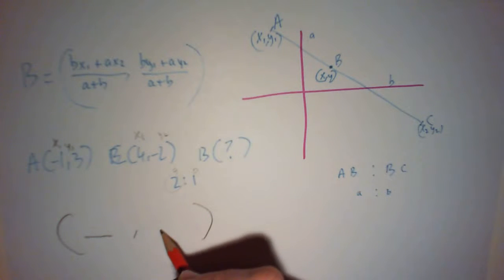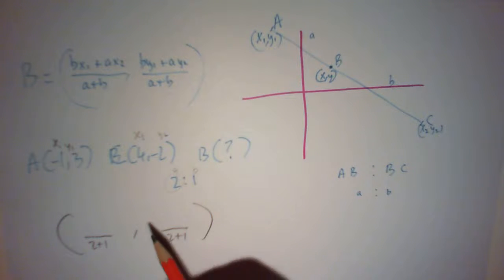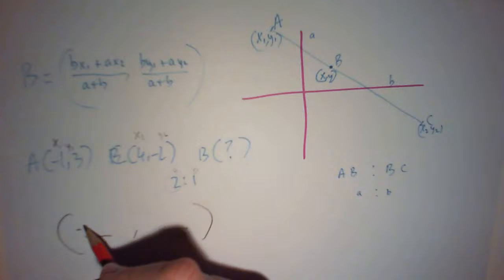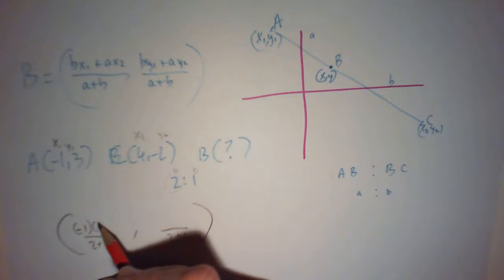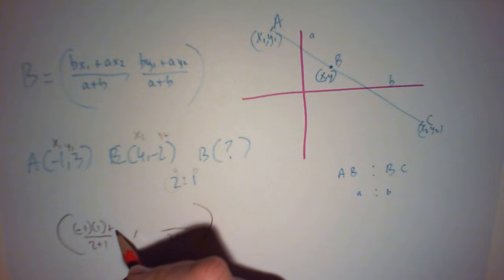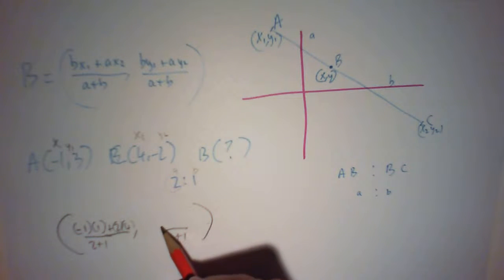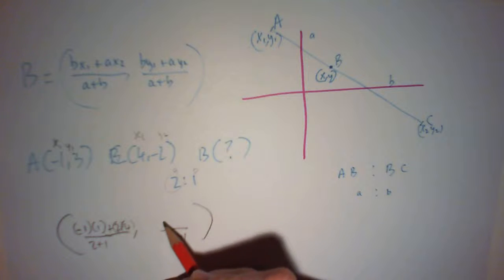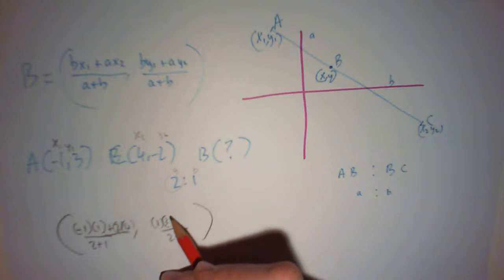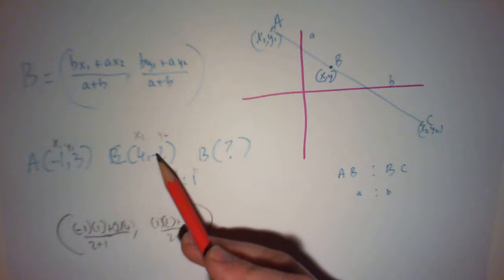So let's do that bit first because it's the easy bit: 2 plus 1, 2 plus 1. On the top, we're going to go with B times minus 1 plus A times 4. And on this side, we're going to do the reverse. We're going to have B times 3, and we're going to add that to A times minus 2.